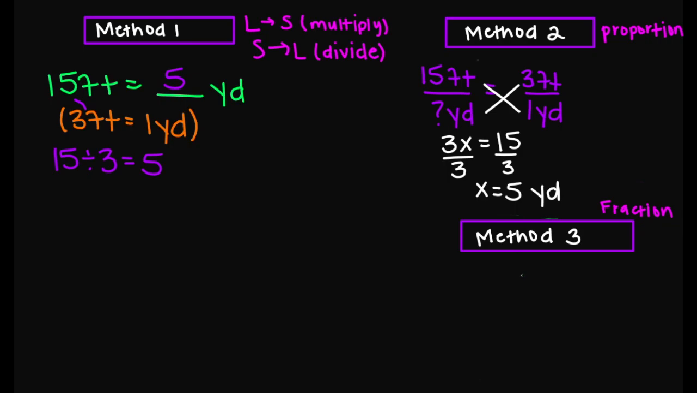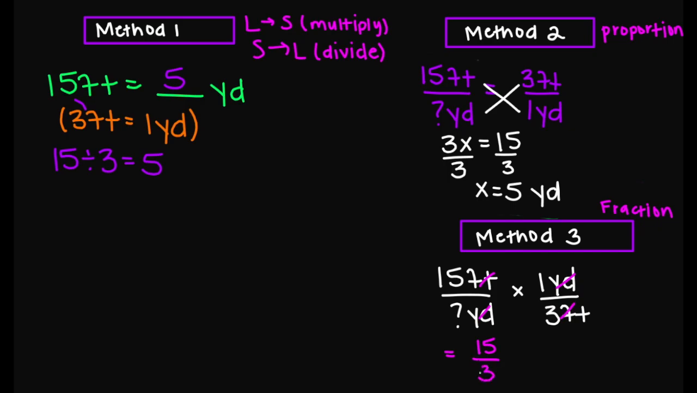Now let's look at method number 3. If I set up a fraction, remember it's going to look very similar to method number 2, except I am going to flip my two numbers here. So this is going to be times 1 yard over 3 feet, and I'm going to multiply. Just going to multiply across my feet and my yards. These are going to cancel out. My numerator, you're going to get 15, and my denominator, you're just going to get 3. Now I'm going to divide 15 divided by 3. Again, you're also going to get 5 yards as your answer.